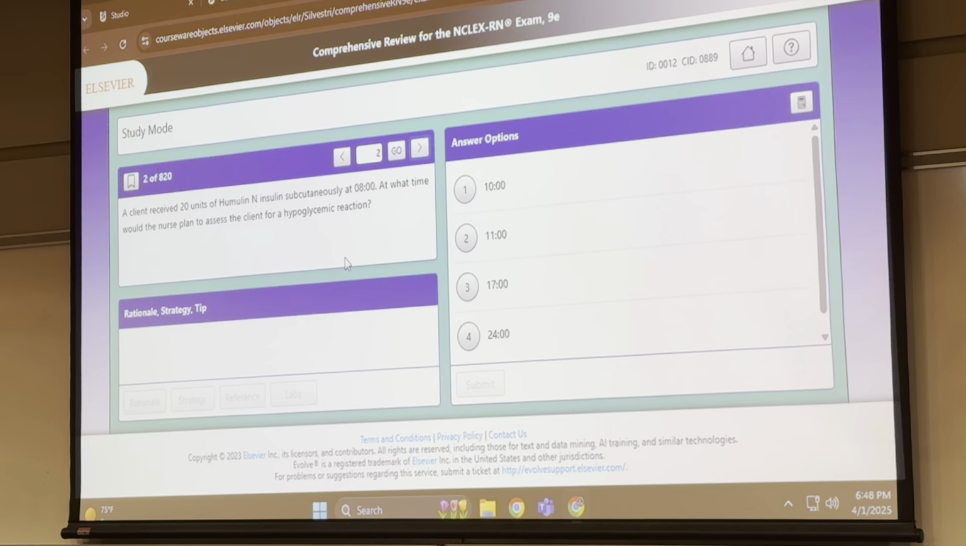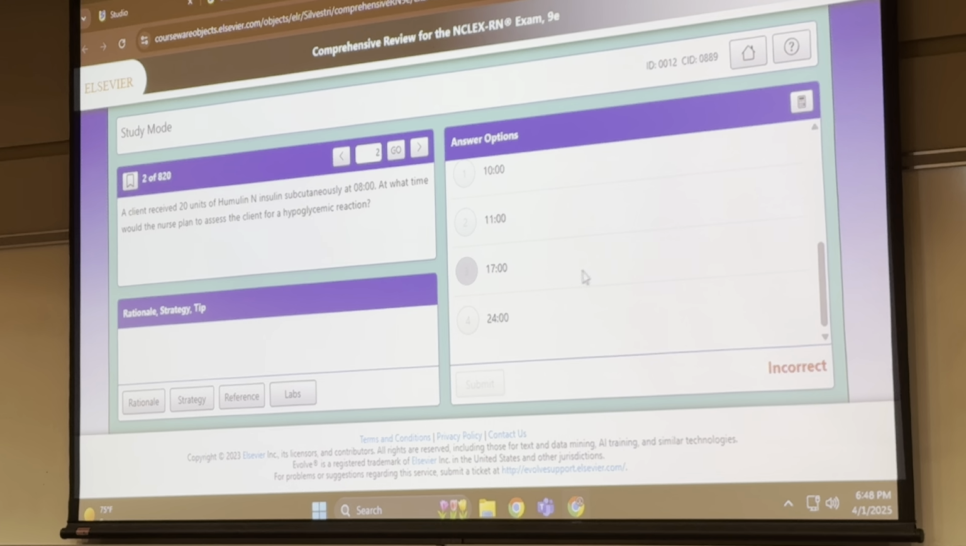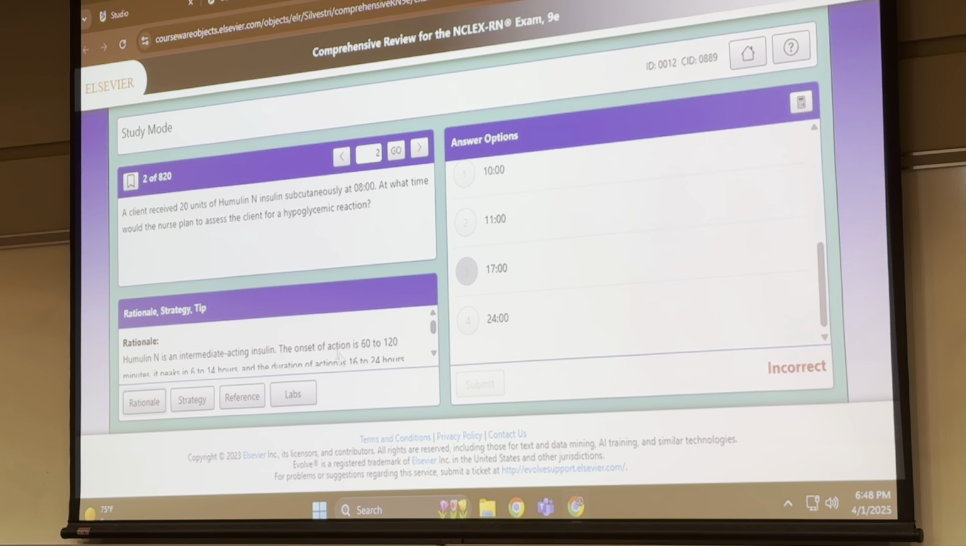Client's got human N subacute. When would you expect a hypoglycemic reaction? I know that N is intermediate, so how long does it take your intermediates to work? So then when are they gonna crash? Obviously, what are your two closest together? I think it's gonna be 11. Oh, you have more options. Onset 60 to 20 minutes, peak 6 to 14.